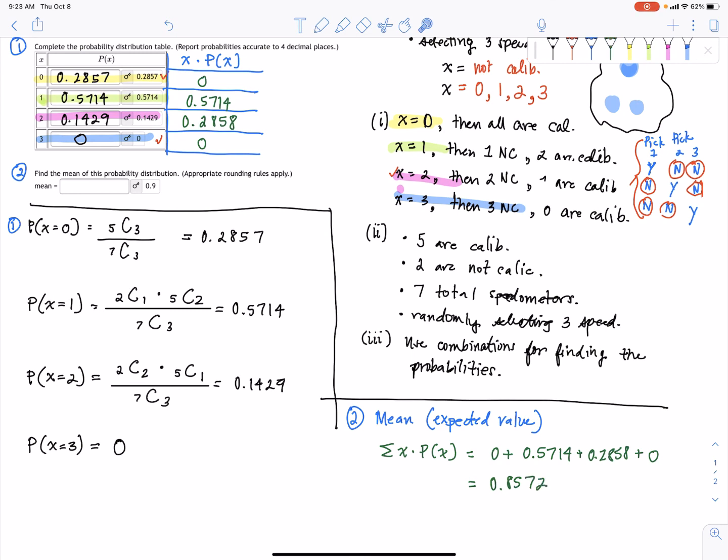Great, we're almost there. One little kicker is that it says apply the appropriate rounding rules. Because the data given to us has all been in whole numbers and integers, right? They tell us 5 are calibrated, 2 are not. These are all discrete. Therefore, appropriate rounding rules would mean that we round to 1 decimal place past our data, in this case the tenth place. So looking at my test digit, this changes to 0.9. And then of course we can see that is the answer.